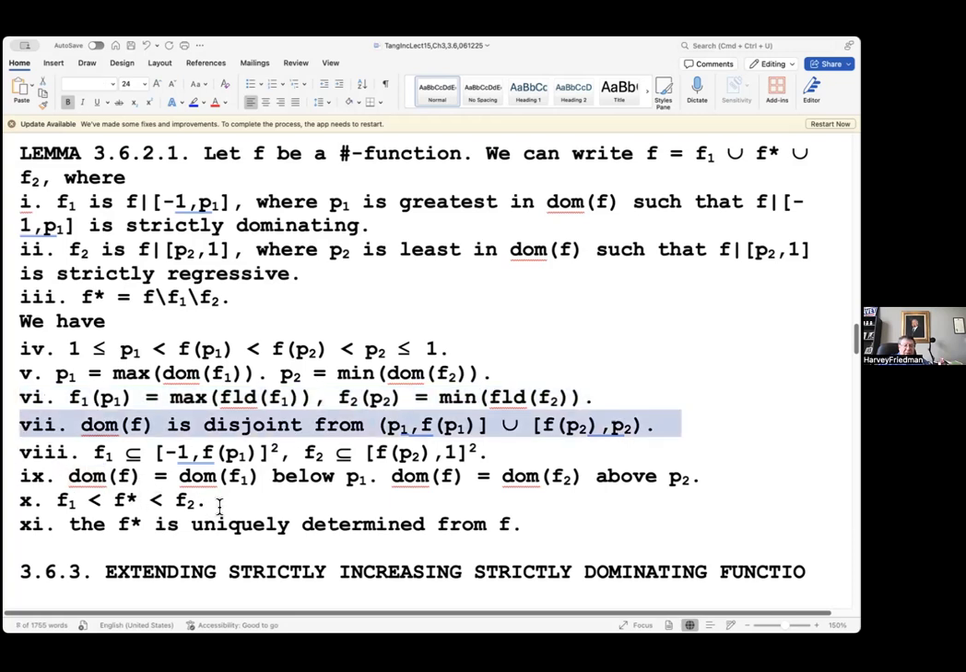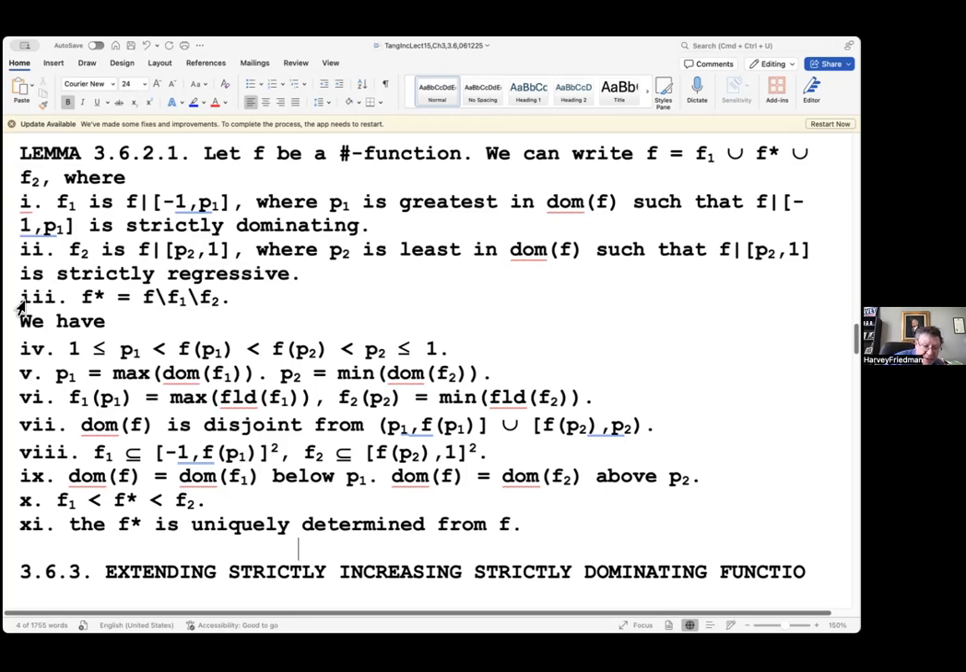Now the domain of F is the same as the domain of F1 below P1, and the domain of F is the same as the domain of F2 above P2. All right. And then F star is smaller than F1. And F star is uniquely determined from F. That's pretty clear because of this equation.